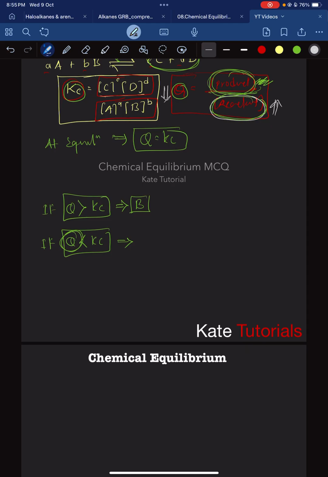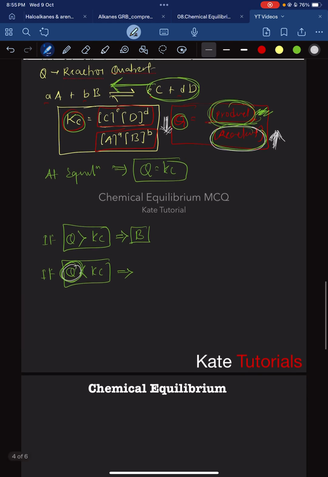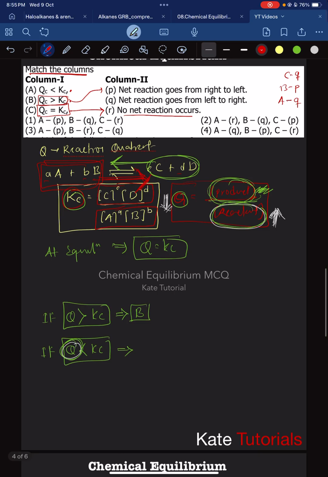As reactant concentration increases, Q will keep on decreasing, right? Because Q is product divided by reactant. So here Q is smaller, which means reactant concentration is more. As reactant concentration increases, the equilibrium starts shifting towards the right direction, that is forward direction. So whenever Q is smaller than Kc, the net reaction moves from left to right, in the forward direction towards the product side. So A should be Q.